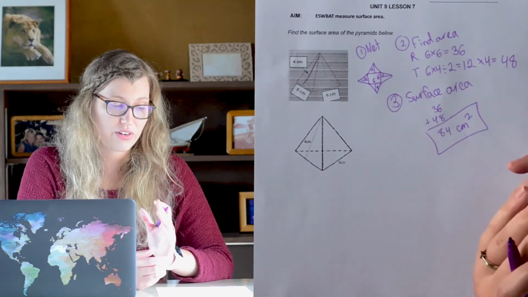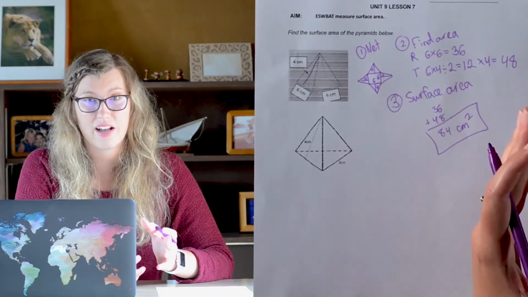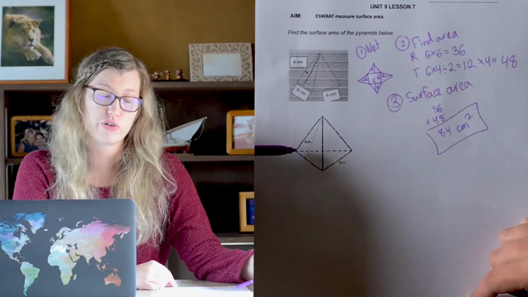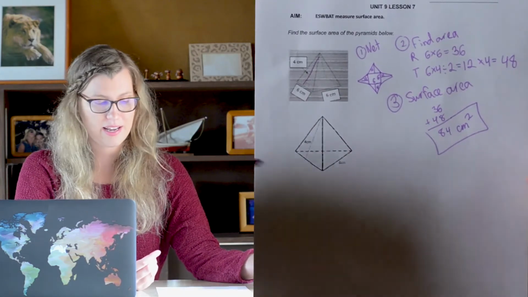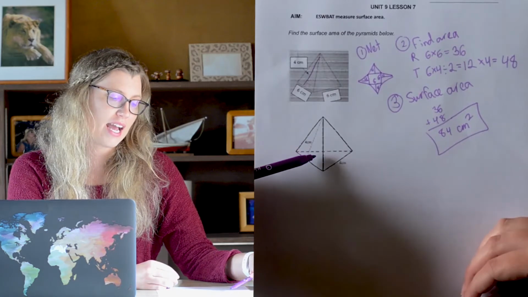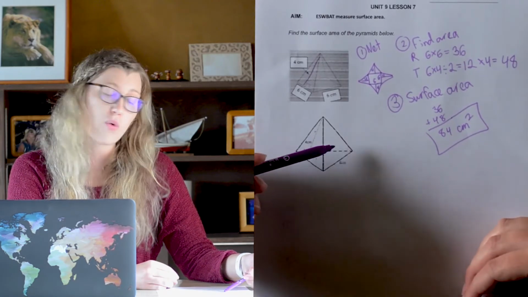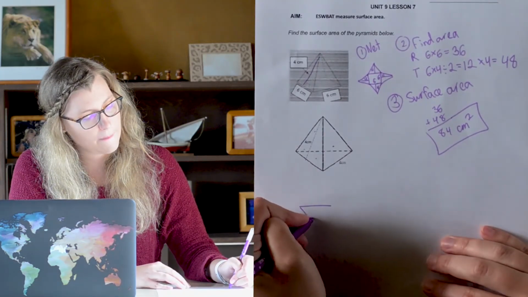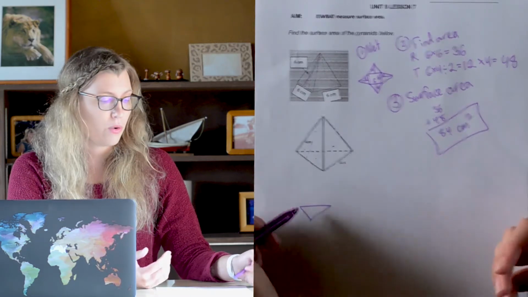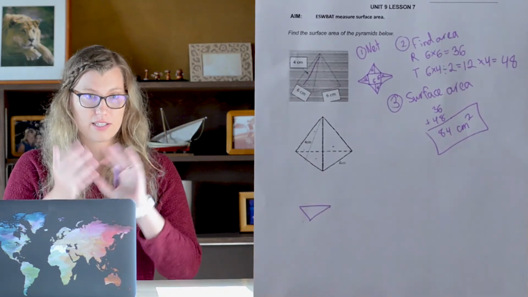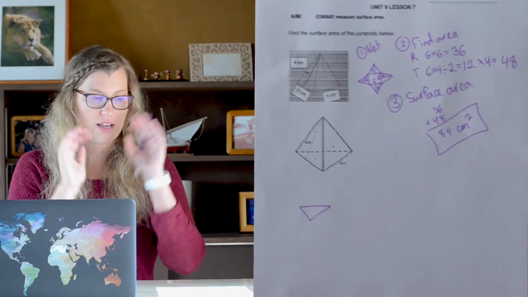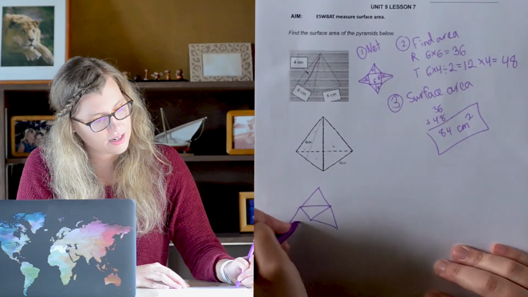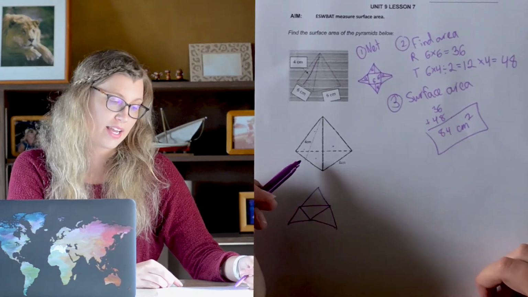You will have different pyramids that you're going to work with for the rest of this lesson. I'm going to show you one more where it's a triangular pyramid. And this is kind of fun because it has 1, 2, 3, 4 faces only. And that's because the triangular base only has 3 sides. So if the base only has 3 sides, you have a base, 1, 2, 3, 4. So I'm going to draw the net. This is the net of this triangular pyramid.